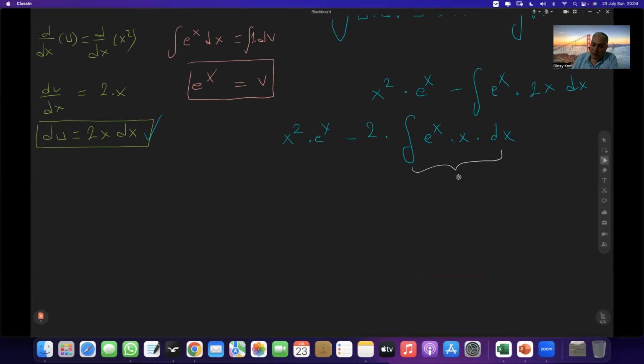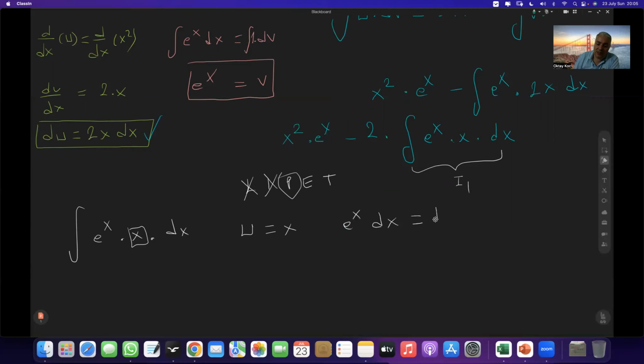So let me call this integral I1. Let me solve it here separately: the integral of e to the x times x dx. What will this be? If I remember LIPET again, is there any logarithmic? No. Is there inverse? No. Polynomial? Yes, this is polynomial. So I can say that u is equal to x, and the remaining part, e to the x dx, is equal to dv.